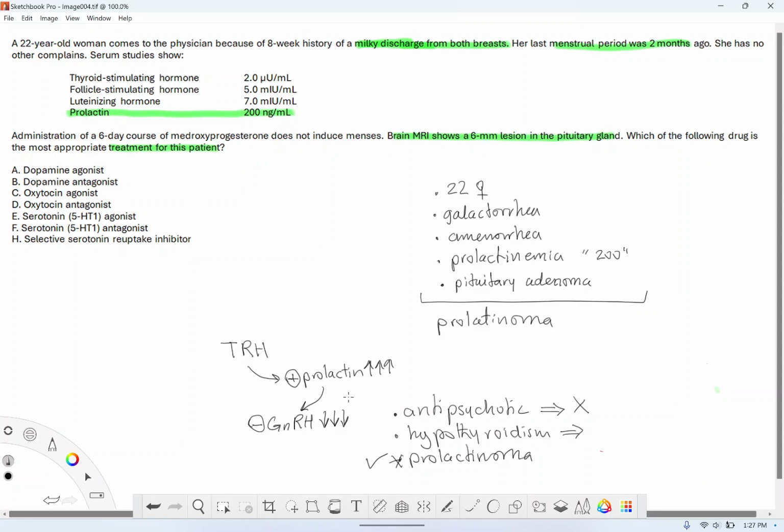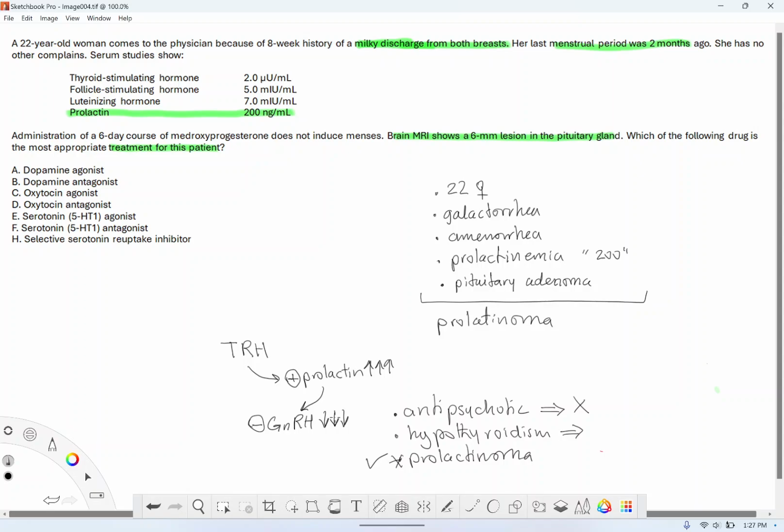So this is why when you have prolactinemia, it can lead to amenorrhea because of the inhibition of gonadotropin-releasing hormone. Okay, so anyways, we know our diagnosis. Now that we know our diagnosis, how do you treat it? Prolactin secretion is usually inhibited by dopamine. So the best solution is dopamine.